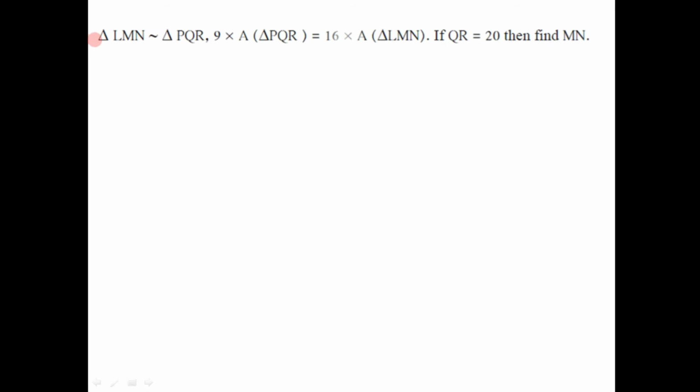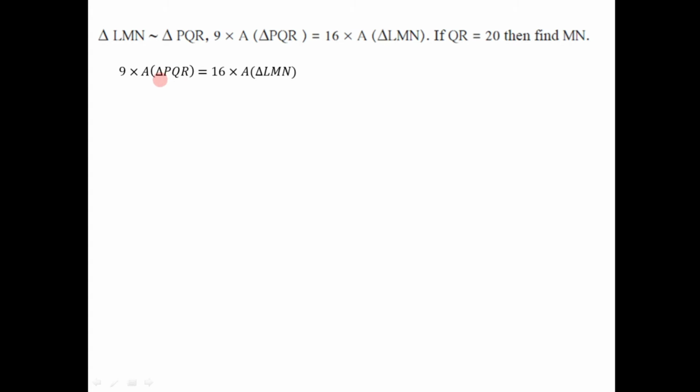Let us solve another question. Triangle LMN is similar to triangle PQR. 9 into area of triangle PQR is equal to 16 into area of triangle LMN. If QR is equal to 20, then find MN. So again, triangle LMN is given to be similar to triangle PQR. Start with that, and the relation between the areas of these two triangles is given. That is 9 into area of triangle PQR is equal to 16 into area of triangle LMN.